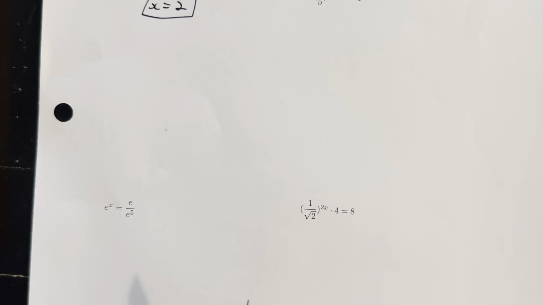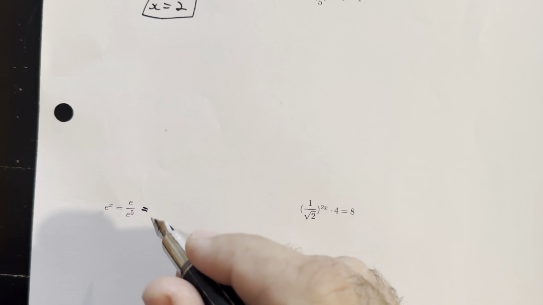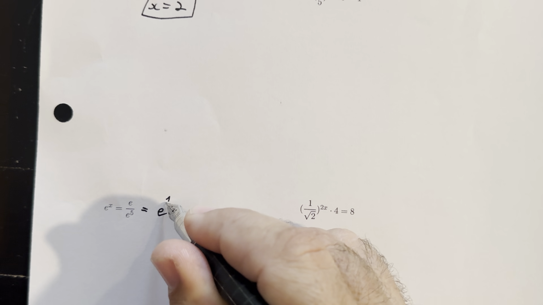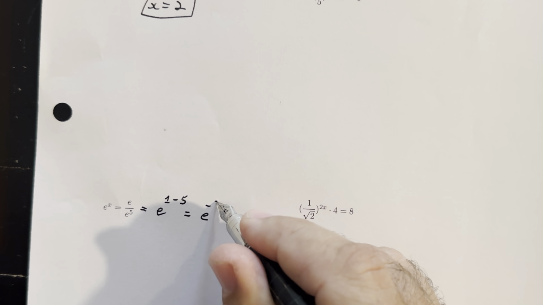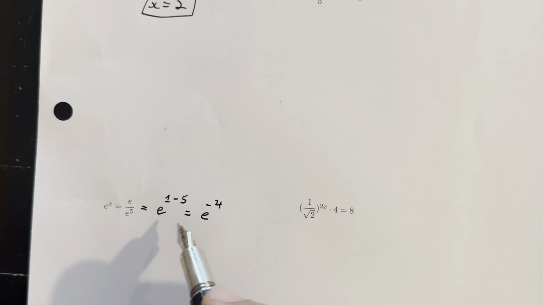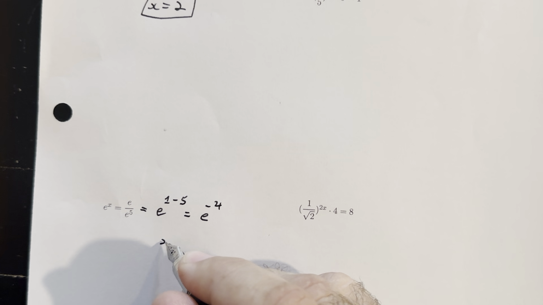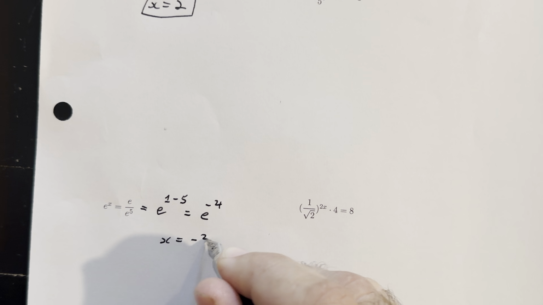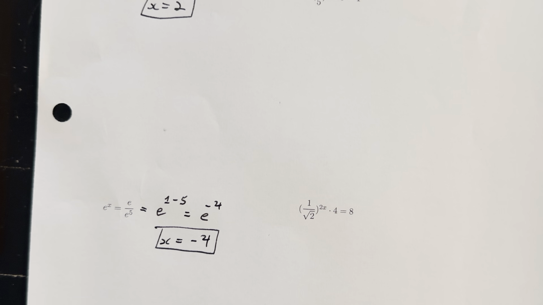All right, next we've got e, the natural number e, also known as Euler's number, 2.7 and some change. And so we've got e to the first power minus 5, which is e to the negative fourth. Exponents are now the same. x equals negative 4. That is our answer there.